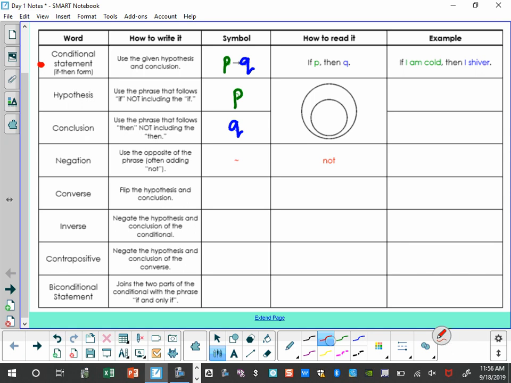Look at this example here. What's right after the word if? I am cold. So my hypothesis is I am cold. Write that down. My conclusion is the phrase that follows the word then. So what is my conclusion? I shiver.